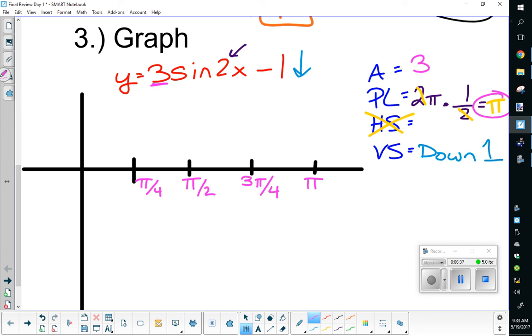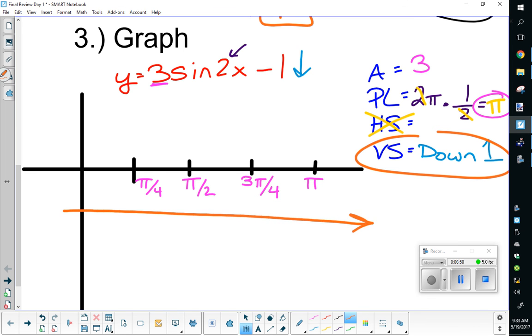Next thing I'm going to do is make my midline. That's my vertical shift. So my midline is down 1. That means I'm going to go down 1 on my axis, and I'm going to draw a horizontal line right there. This is at -1. That's my midline.